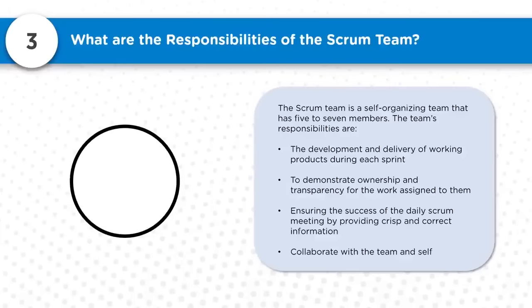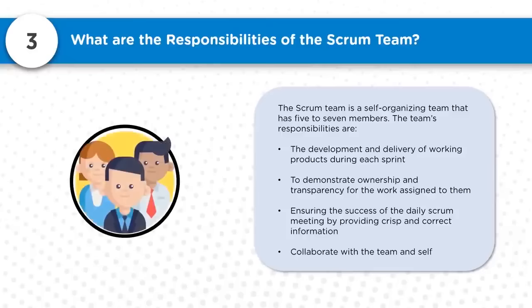They also ensure the success of the daily Scrum meeting by providing crisp and correct information. Scrum has five events, and one of the events which happens daily is the daily Scrum meeting, where the team comes together with the Scrum Master. They speak about what they have accomplished from the previous stand-up till now, and whether anything is stopping them from moving forward. They give crisp, specific summary updates so that the Scrum Master understands the status. Any specific changes or support required, the Scrum Master would discuss separately with those individuals and get it done.